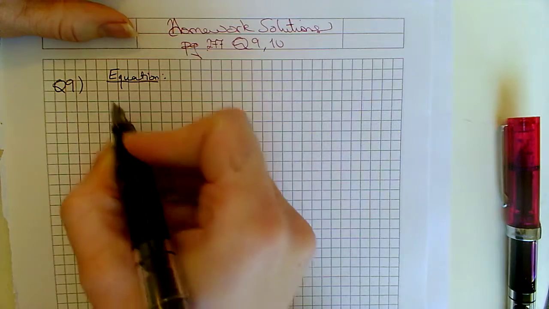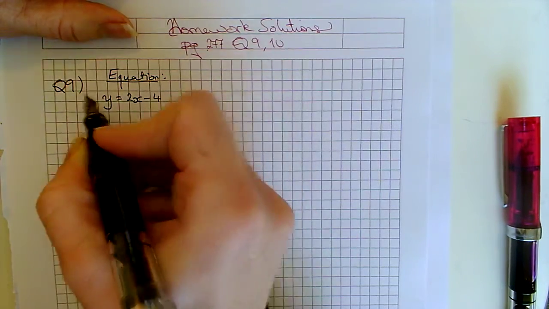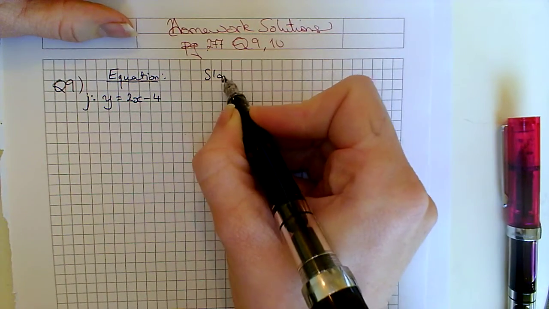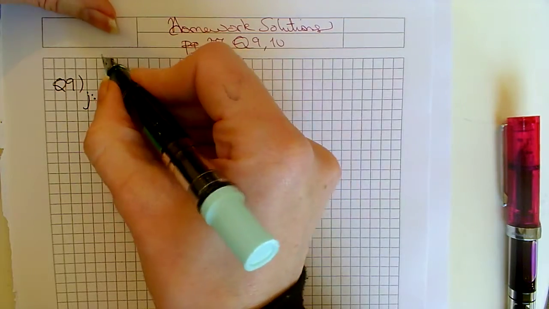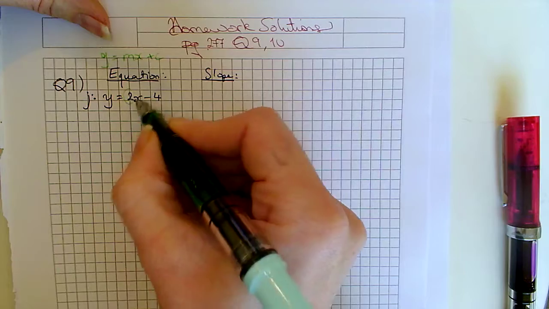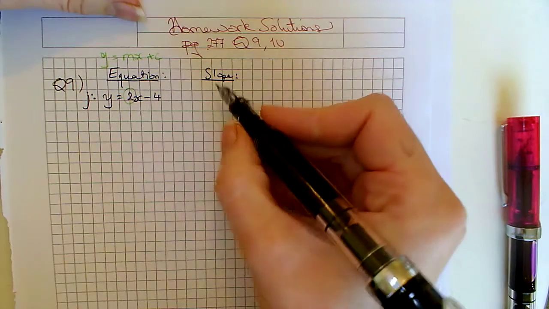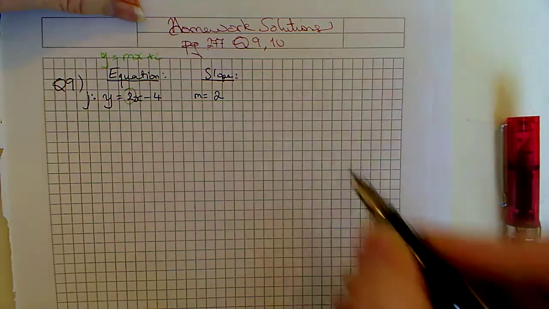The first one is y equals 2x minus 4. That's the line J. And they ask us to write down its slope. So the slope, this line is already in the form y equals mx plus c, meaning that the slope is the number in front of the x coordinate. So the slope here must be 2. If you want to, it's probably good practice to write down m equals 2.